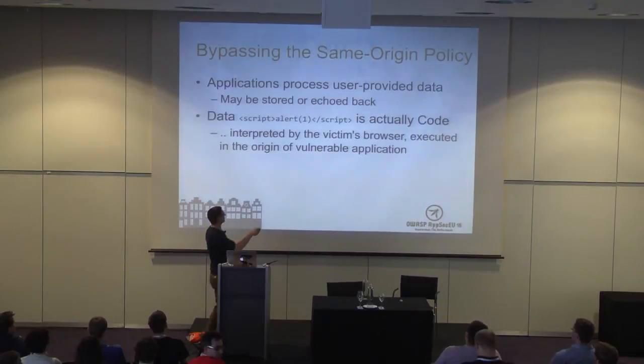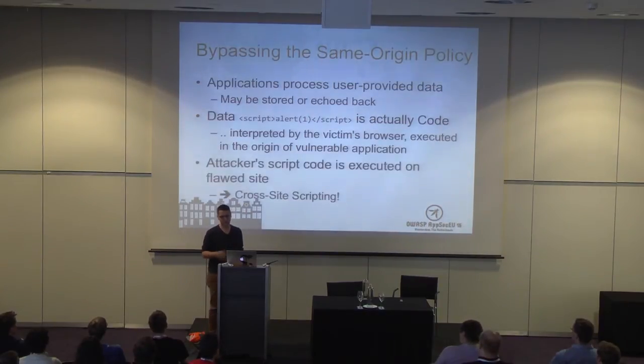If this piece of data here, this script alert one, is data that is being input into the application, but it comes back in that exact way to the client, it's actually interpreted as code, because obviously it's JavaScript code. And it's executed in the origin of the vulnerable application, therefore we have cross-site scripting, so attacker.org is capable of retrieving the secret emails from gmail.com.